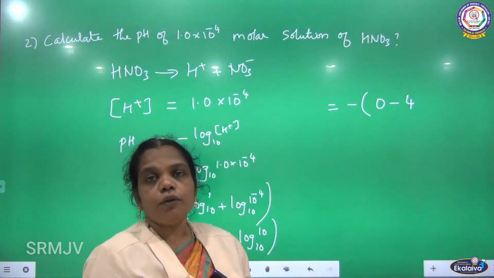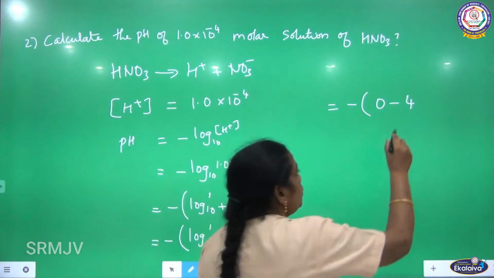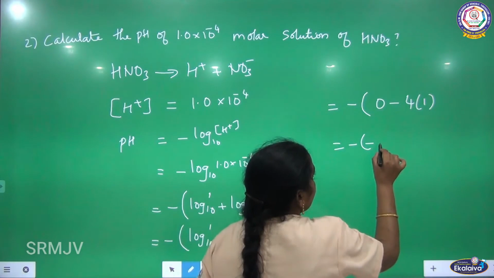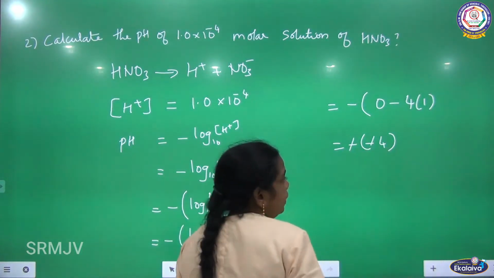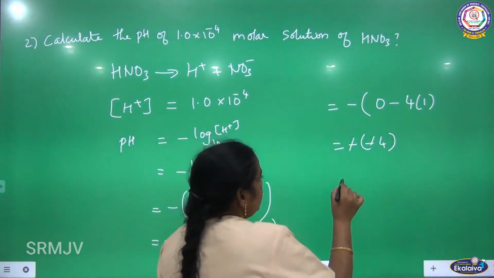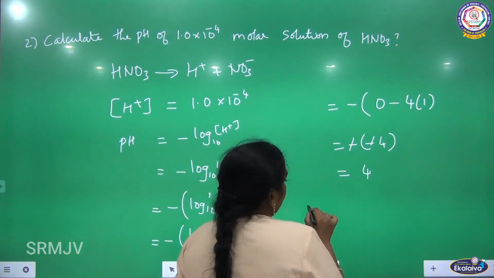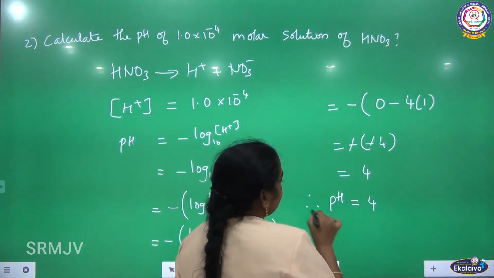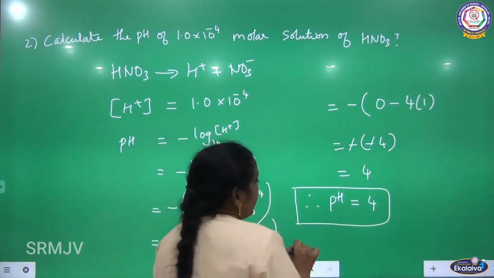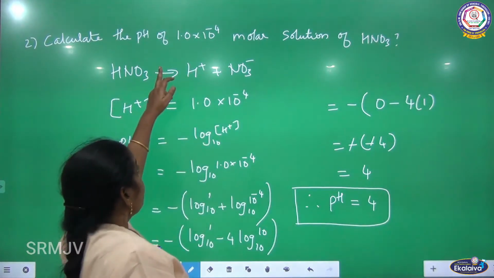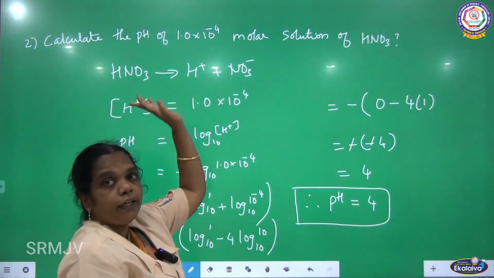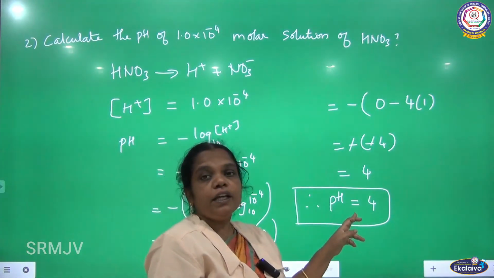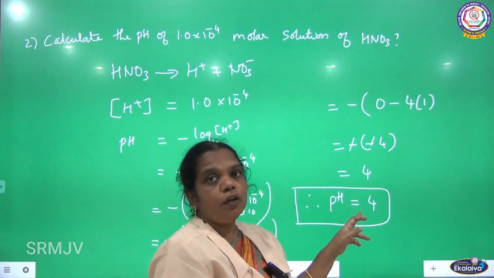The value of log 10 to the base 10 is unity, 1. So this multiply by 1. So minus of minus 4, minus gets cancelled. So the pH. Therefore the pH of nitric acid in the given concentration, what is the concentration given? 1 into 10 to the power minus 4 molar concentration. For that molar concentration, the pH value of the given acid is 4.